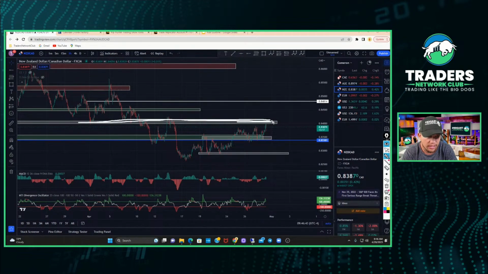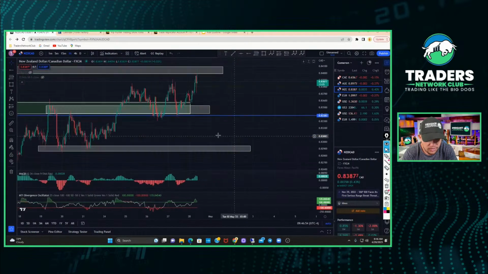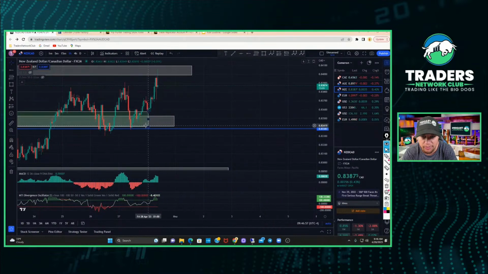And this has been our target here on the New Zealand CAD before I see some retracement. And I should anticipate price to go ahead and retrace back into this level here of support as well, where we see some consolidation. So we should anticipate some nice pullback here back to support.